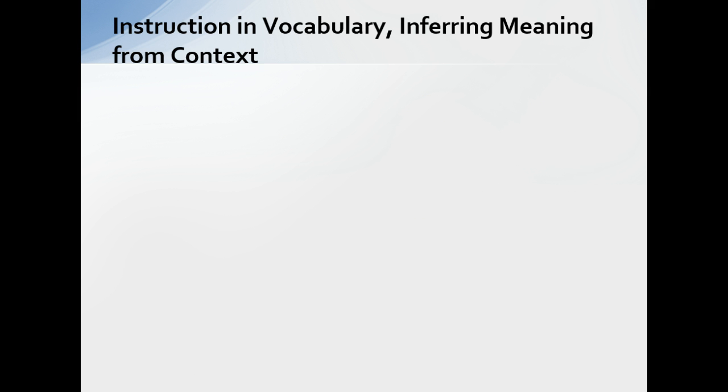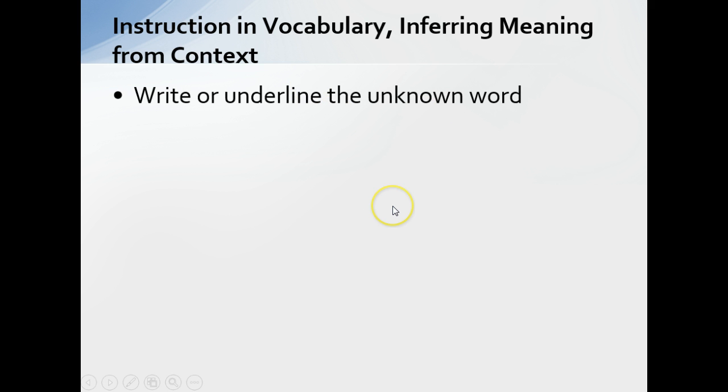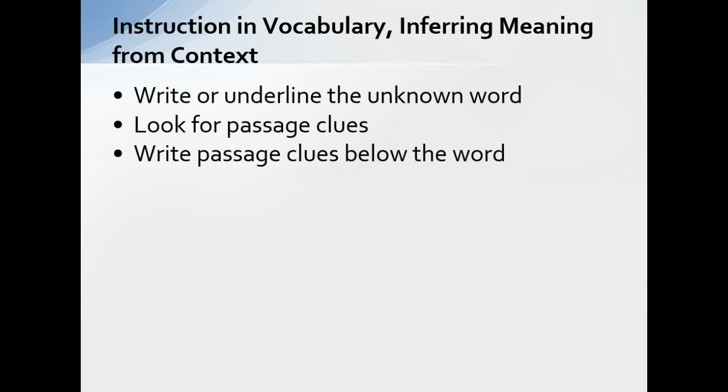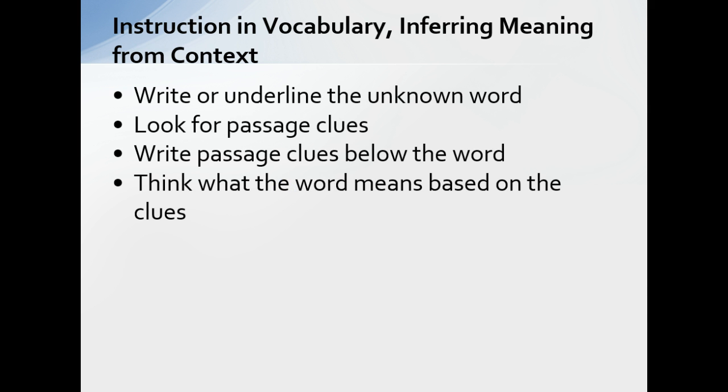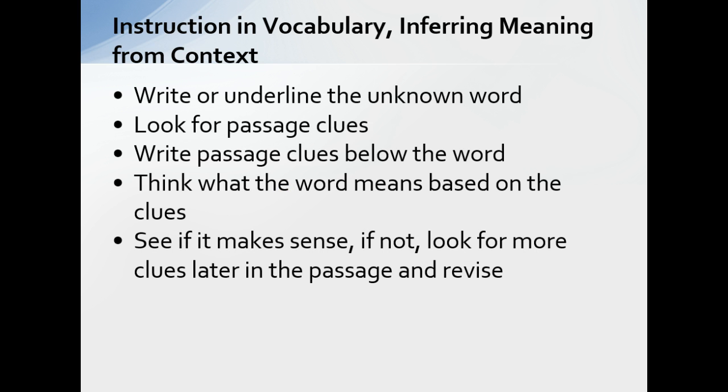So something important about vocabulary instruction is that we want to make sure we're inferring the meaning from the context. So one way we can do this, we can focus on the word we don't know by underlining it or writing it. We can look for passage clues. We can also write the passage clues below the word. Then we can think what the word means based on the clues. And we can see if it makes sense. If not, we look for more clues later in the passage and we revise.